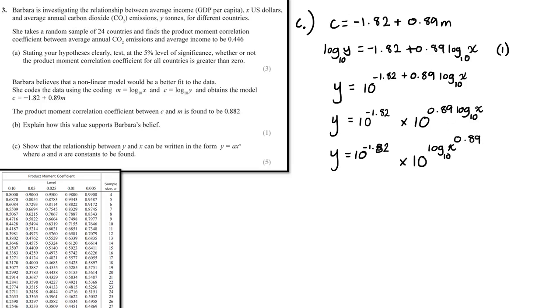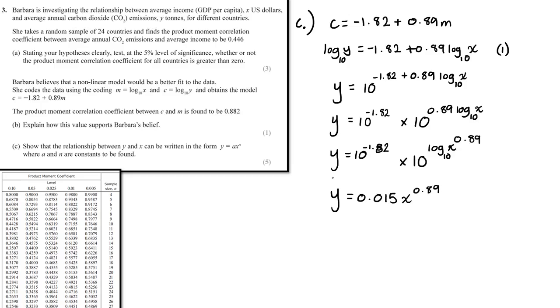So using our rules of logarithms, this 10 and this log base 10 cancel, just like we did with the y and the log y base 10. Therefore y equals 10 to the power of minus 1.82, which you put into your calculator and should find is 0.015. And the 10 and the log base 10 cancel, leaving us with x to the power of 0.89.